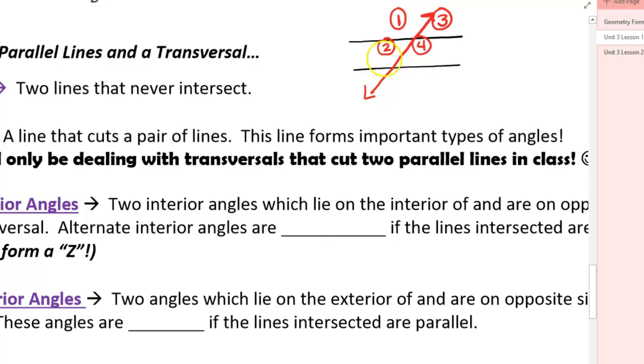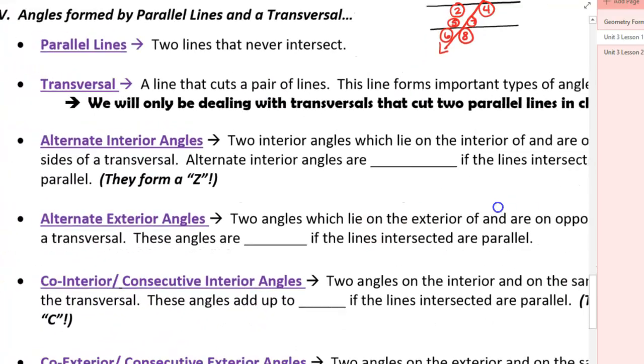But you also have 4 more angles here, here, here, and here. And when these lines are parallel, there are a lot of special relationships between pairs of these angles. So we're going to name them regarding their position. So let's do that.